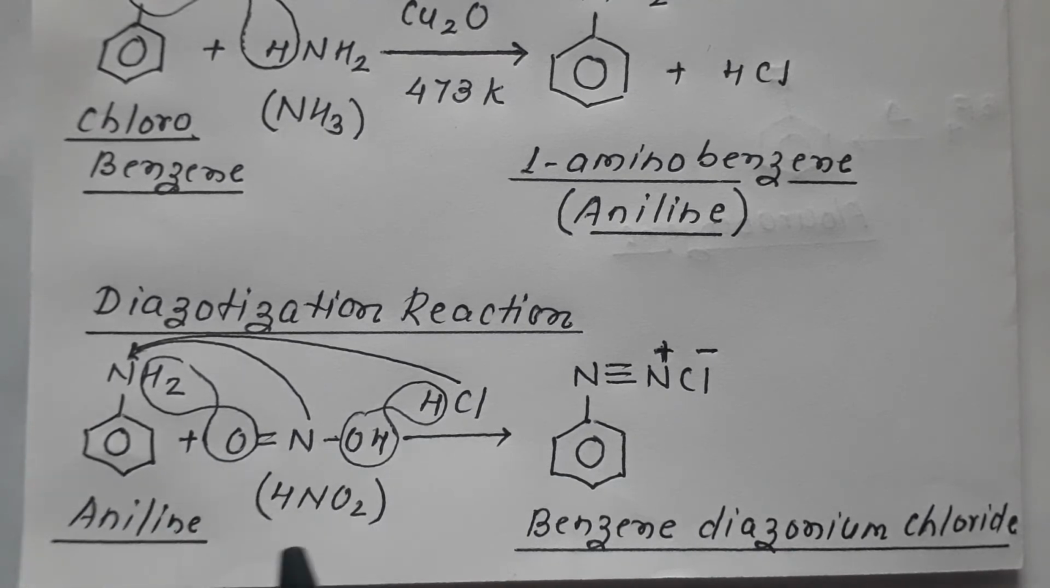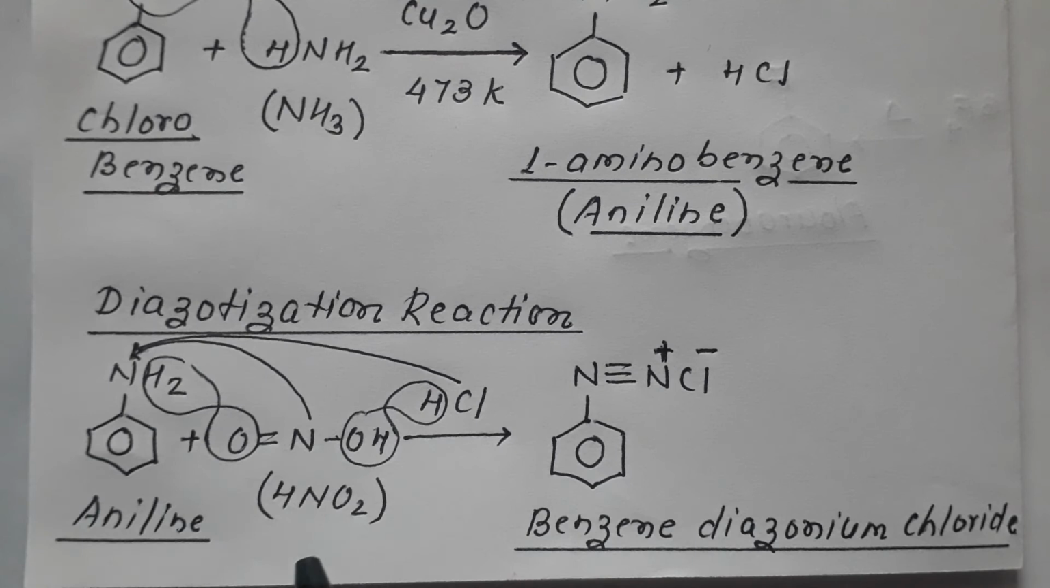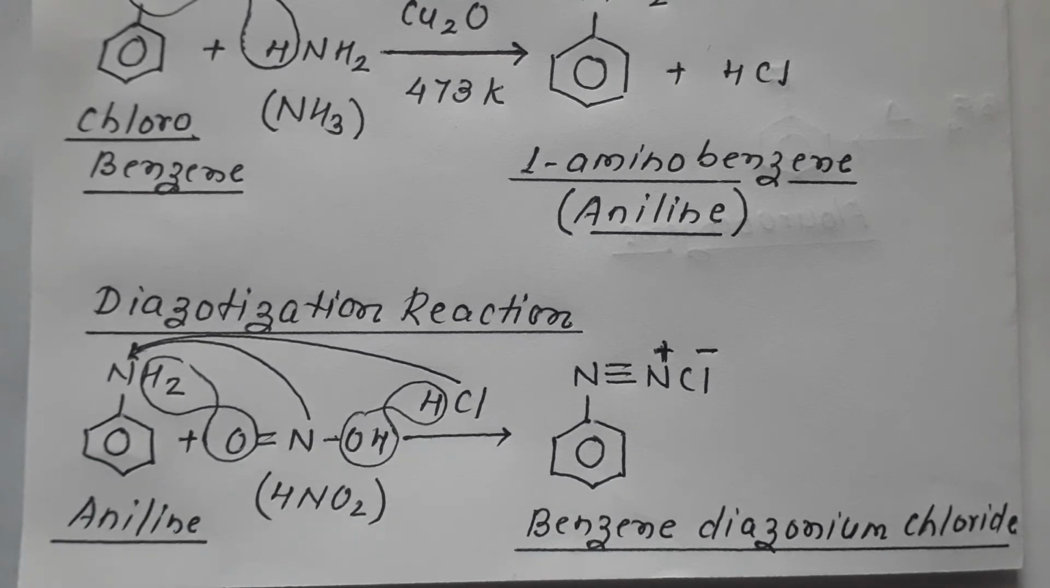We have already seen that aniline is made to react with nitrous acid. We have discussed that nitrous acid is an unstable acid. Therefore, it is prepared on the spot by reacting NaNO2 with HCl, resulting in formation of HNO2. HNO2 we have written as O double bond N single bond OH. This HNO2 reacts with aniline in presence of HCl.